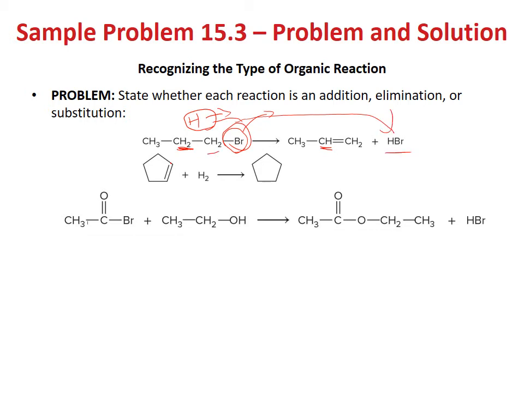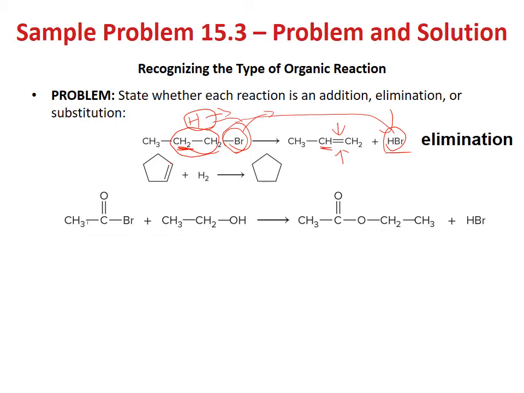At the same time, the two carbons form a double bond. So that's the elimination reaction: to eliminate a small molecule and at the same time form an alkene, a double bond, an unsaturated product.